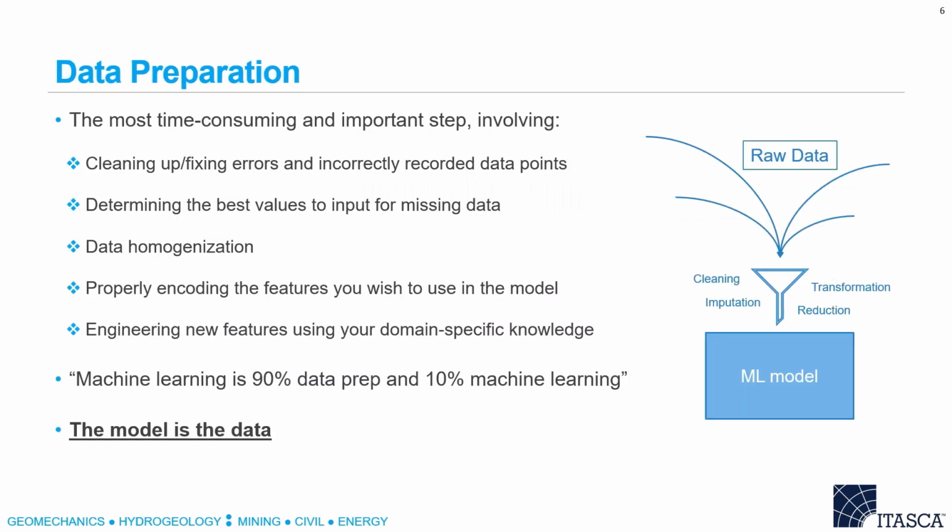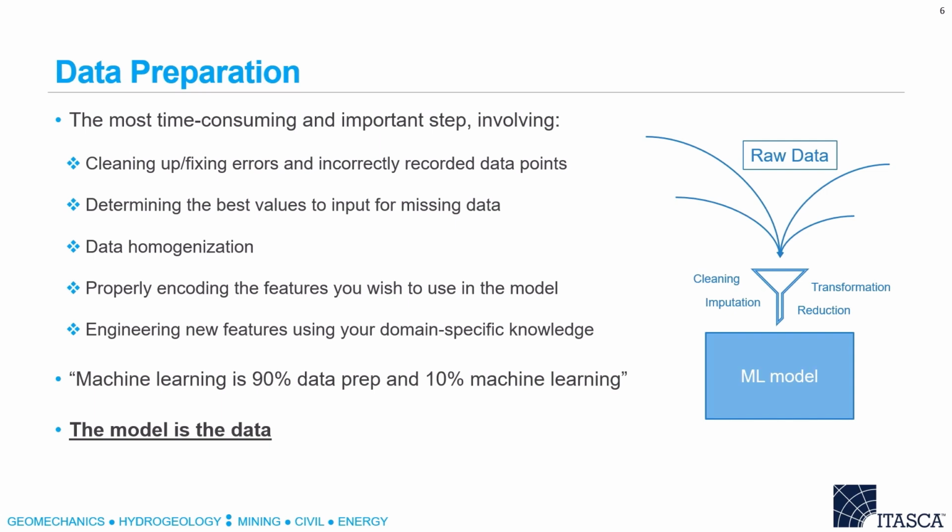The first step is data preparation, which is the most time-consuming and the most important step. This consists of cleaning up messy data, fixing errors and incorrectly recorded data points, determining the best values to input for any missing data, homogenizing your data if it comes from multiple sources, properly encoding your features, which are the pieces of information associated with each sample in your dataset, and engineering new features using your domain-specific knowledge.